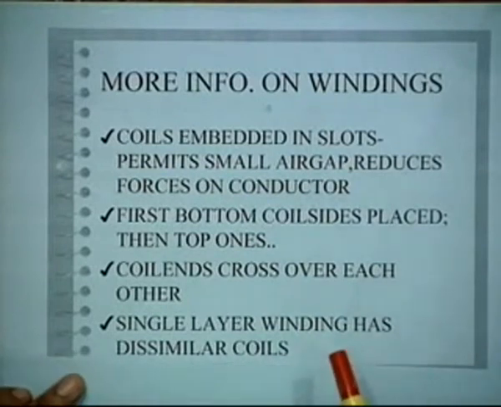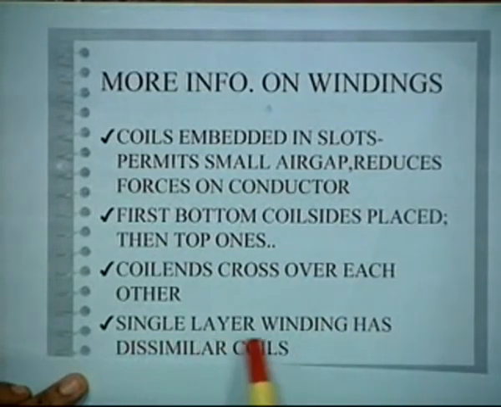Then the next point is single layer windings. Winding has dissimilar coils. If it is single layer, coils are not similar, but if it is double layer, you can use identical coils. Yesterday we saw single layer coils will have different coil spans. One could be a concentric one, the inside one having a smaller span than the outside one. Okay.